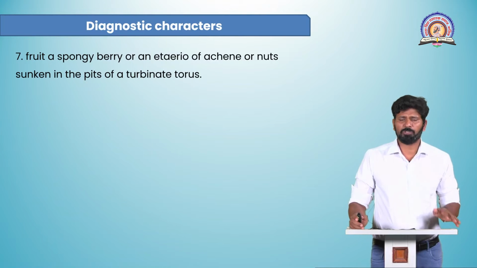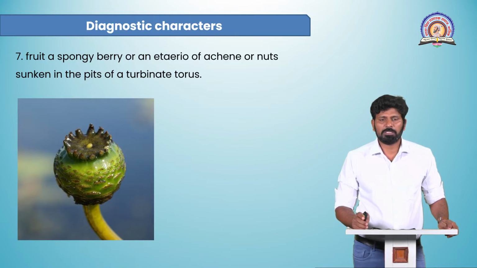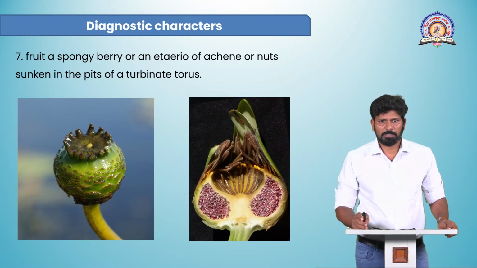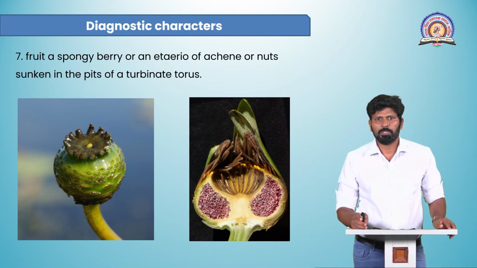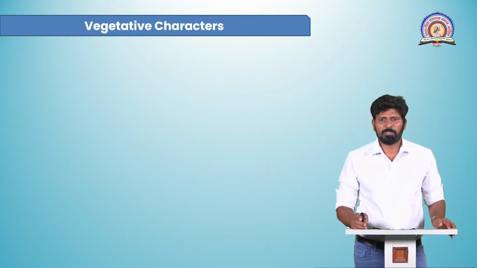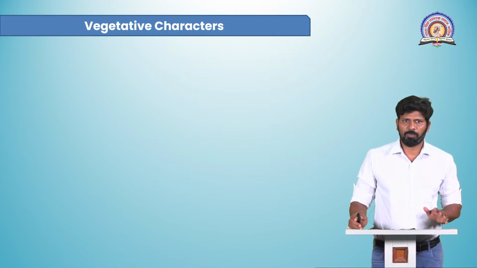Then last diagnostic character is that fruit is a spongy berry or an etaerio of achenes. So this is the fruit. So we can see the LS of this fruit, and we can see the seeds in it. So fruits are spongy or an etaerio of achenes or nuts sunken in the pits of turbinate torus. So these are the diagnostic characteristics of the family Nymphaeaceae.